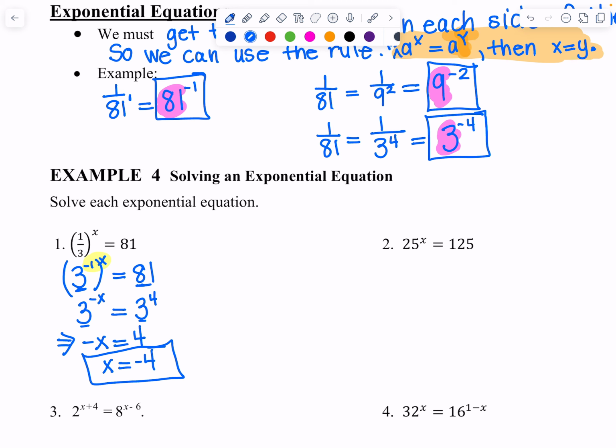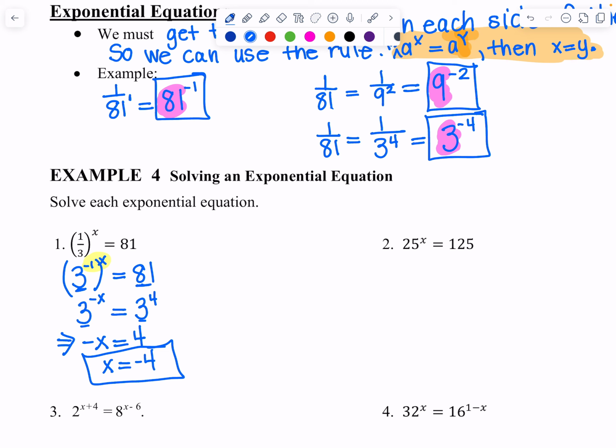Number 2, 25 raised to the x equals 125. Okay? We're trying to find the same base. I need some number that when I raise it to a power, it's going to give me 25. Take that same number and raise it to a power, I get 125. I hope you all are thinking of 5.